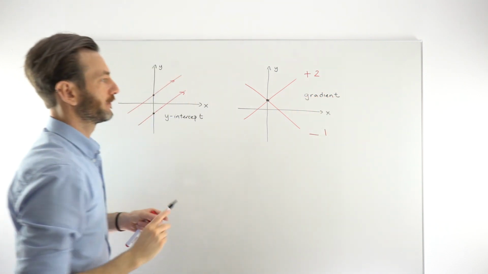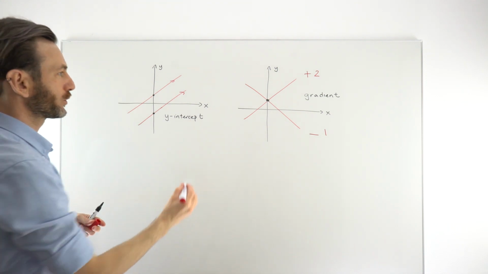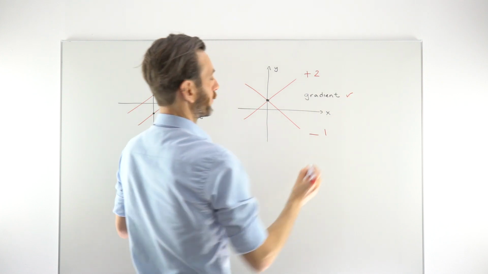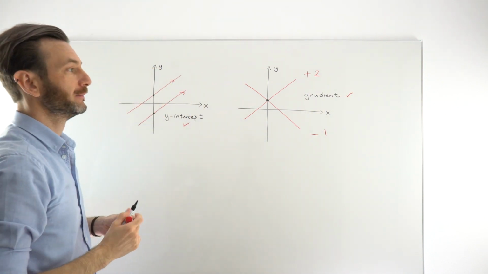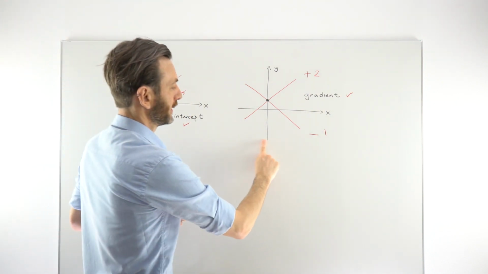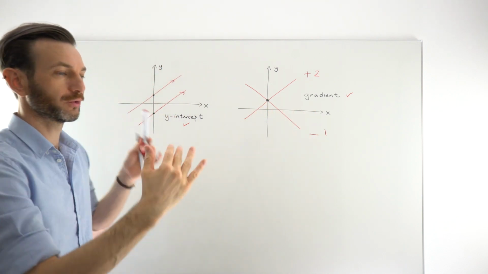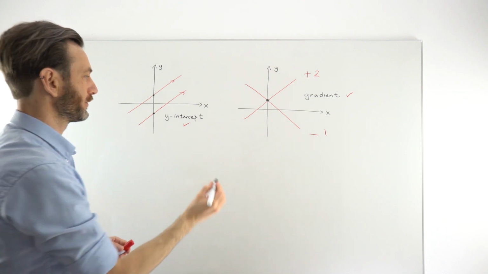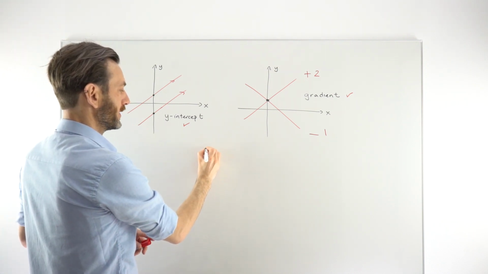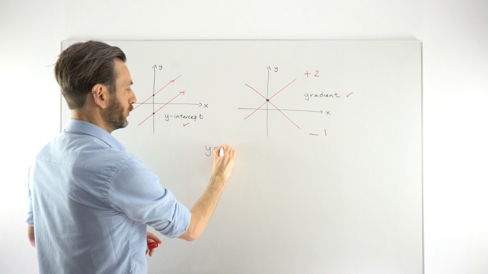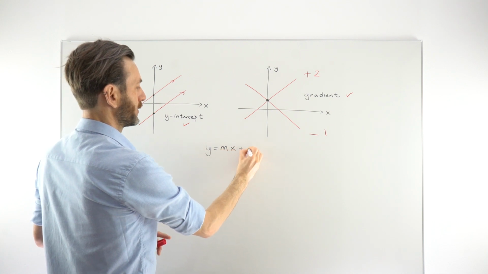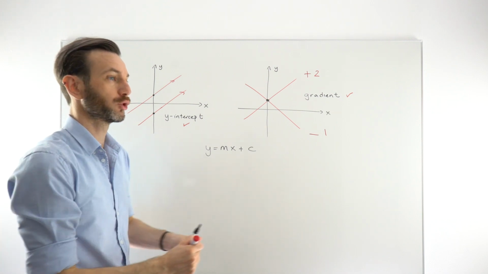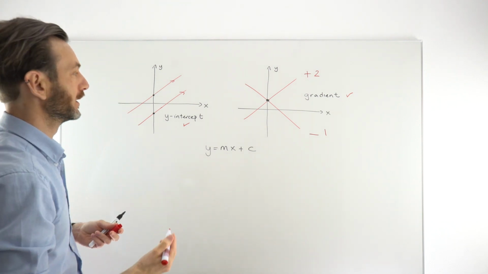So what we've discovered here is that we can distinguish lines by the y-intercept. We can distinguish them by their slope or their steepness or their gradient. So what we do is we basically take both of these things and we merge them together to form the equation of a straight line. And the equation of a straight line comes out to be in the format y equals mx plus c. And we're going to look at this in detail in subsequent classes. We're just getting an overview really in this class.